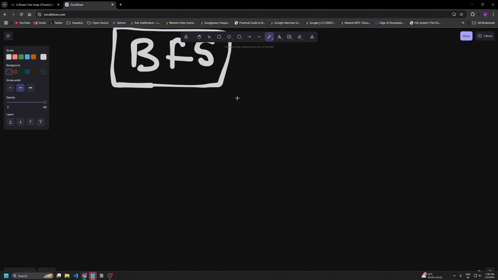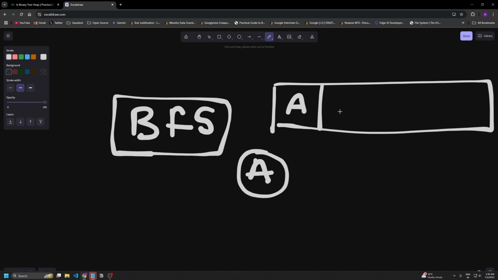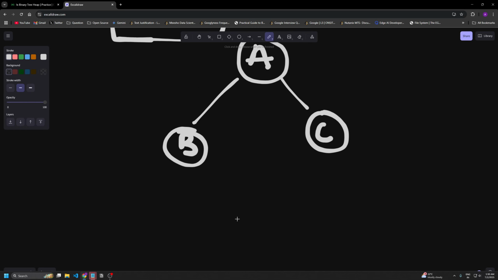So what happens in the BFS? We take the root node A and then we put it in a queue. Let's say that we put A in the queue, right? And after that, we start popping the elements from the queue and then we start iterating the given tree. So let's say that this is B and this is C, right? And let's say that we keep on adding elements, right? This will be D and this will be E.